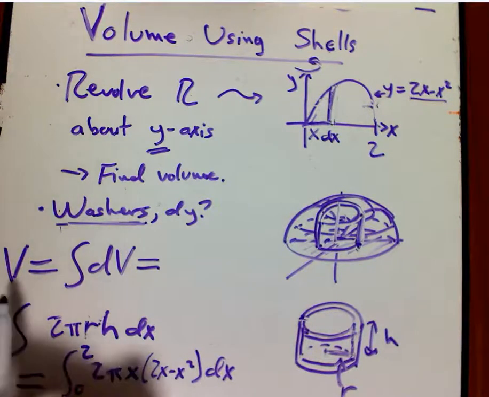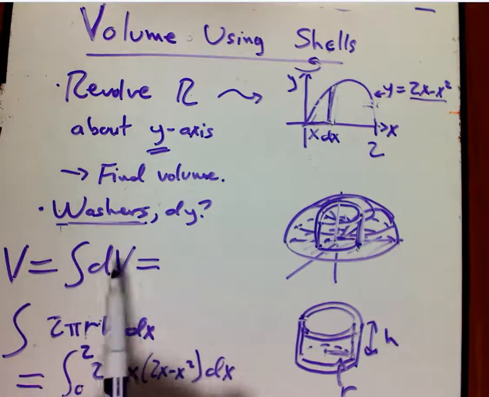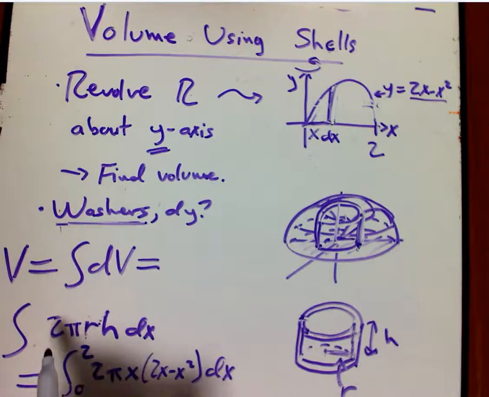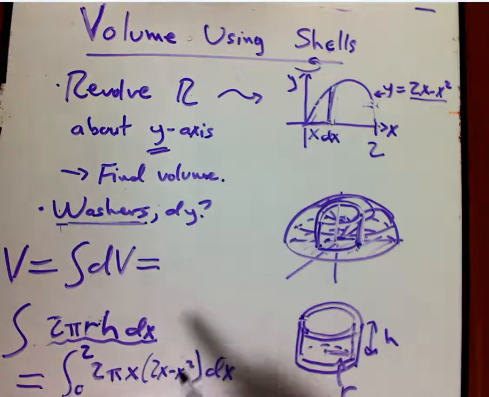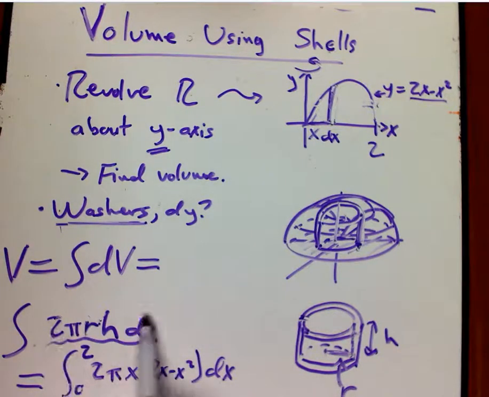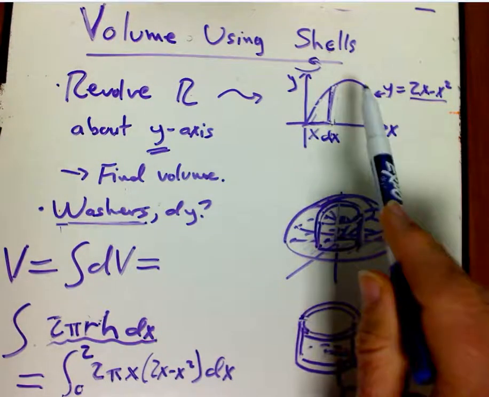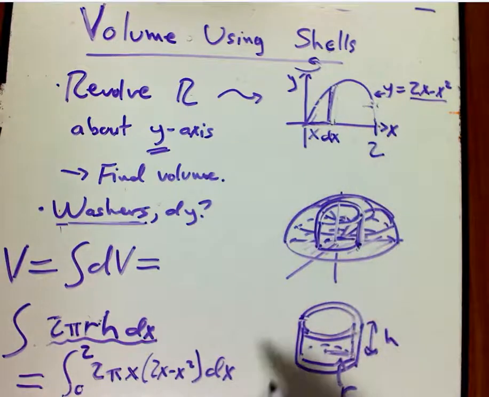Cool. So the whole is the sum of its parts, as always for any integral ever. Those parts are a new kind of shape, but not incredibly unfamiliar, a cylindrical shell with a certain thickness. And then you just have to say, what are those parameters based on this particular example? And we'll get more practice with that.